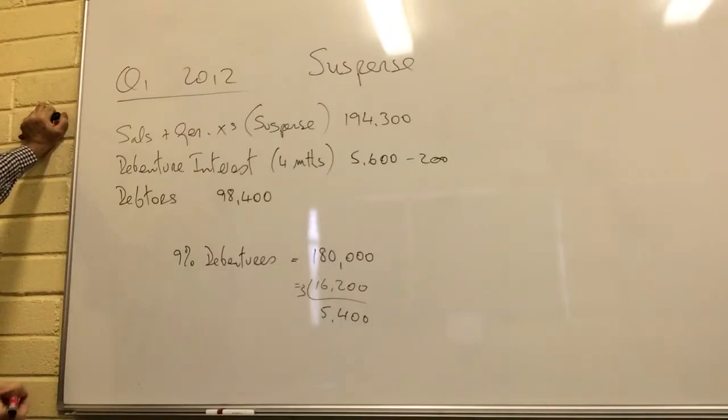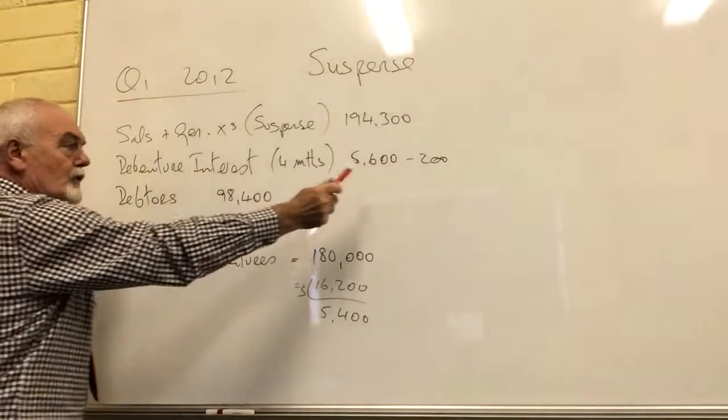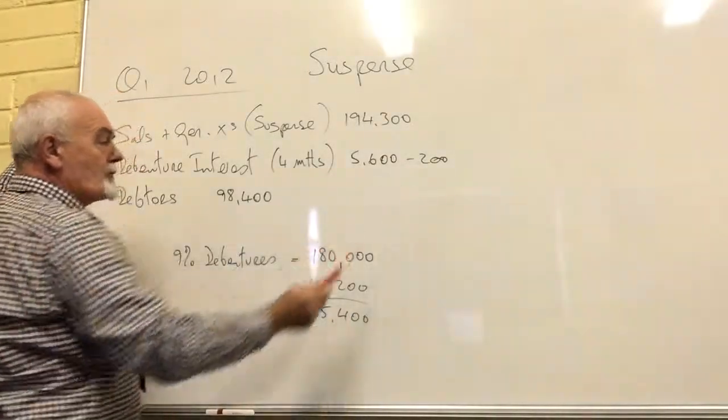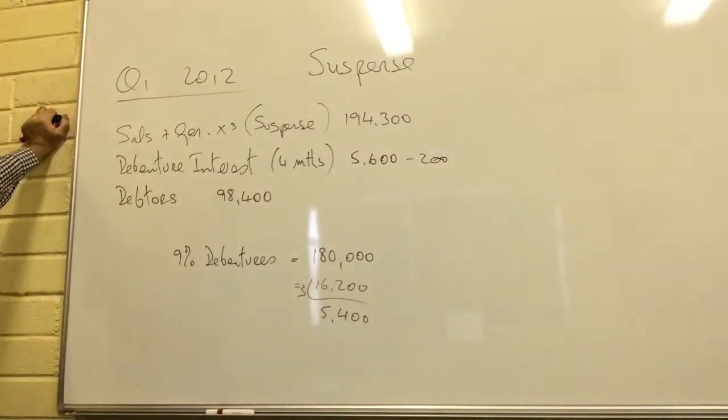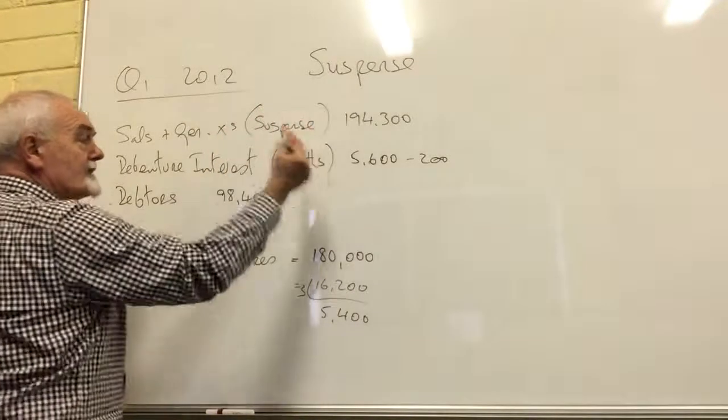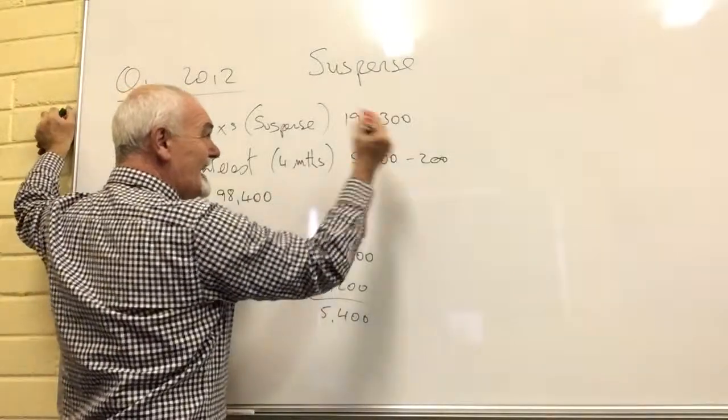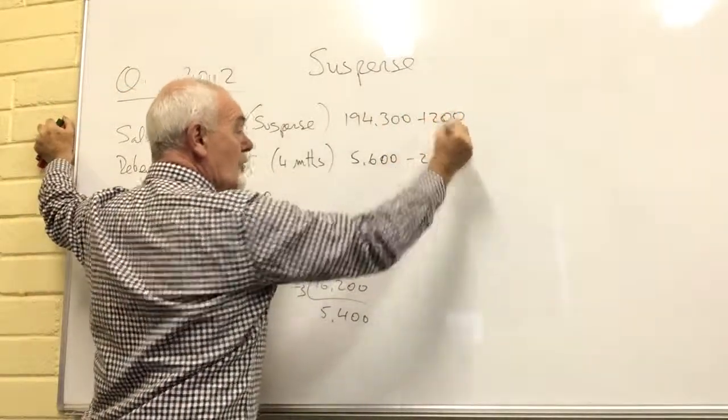So I must finish the double entry for that in the suspense account. So if I'm crediting this account with 200, I must go and debit the suspense account. Now the suspense is hidden in salaries and general expenses, and that's a debit balance here. So if I'm going to debit this again, it means plus 200.